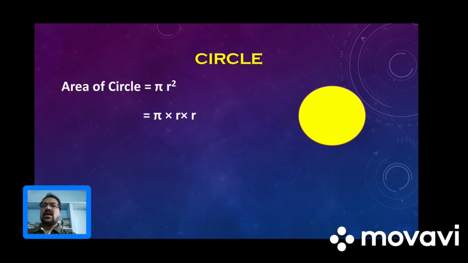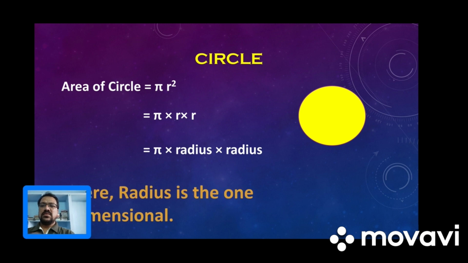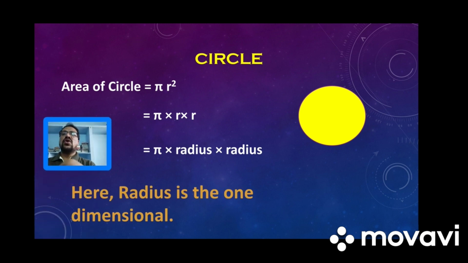This can be written as r square can be expanded r into r. So pi into r into r, that is equal to pi into radius into radius. So here you have the radius twice, 2 times. Here the radius is one dimensional. Yes, radius is also a line segment. It is one dimensional. When you have taken 2 radius, that means 2 radii, then it will be a 2 dimensional figure because it has 2 directions.